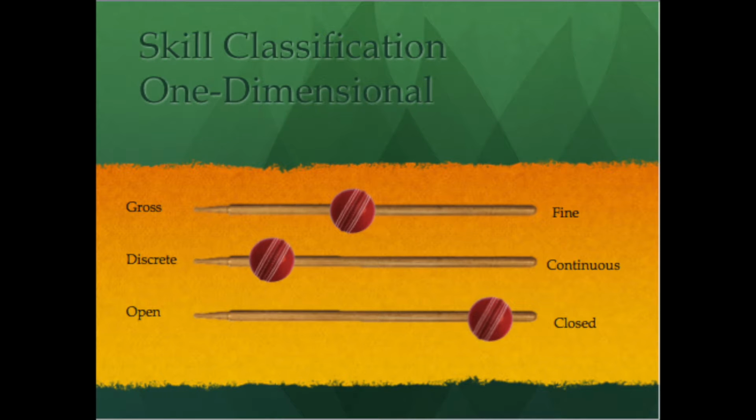One-dimensional skill classification for cricket throwing is described as both gross and fine motor skills. It is aligned with gross motor skills due to the large musculature involved in the movement as well as whole body movement. Furthermore, it also includes fine motor skills when manipulating the ball to complete the throw. Throwing is a discrete skill due to the action having a distinct beginning and end, and it is also a closed skill as the participant initiates the movement as well as ending it.